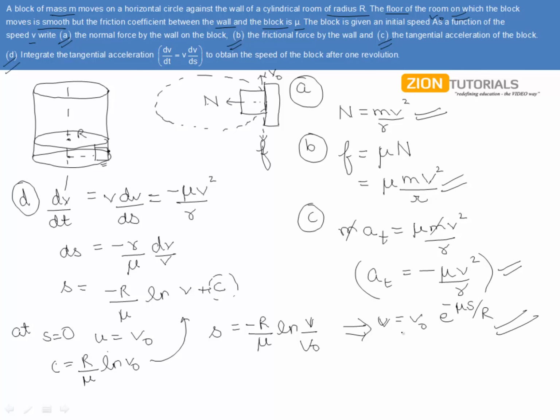So this is actually the relation. Now for one revolution, we know the distance covered is 2 pi r, the perimeter of the circle in which the block is moving. Putting the value of s in this relation, we get the velocity equals v0 e to the power minus 2 pi mu. That is the answer for the D part of this question.